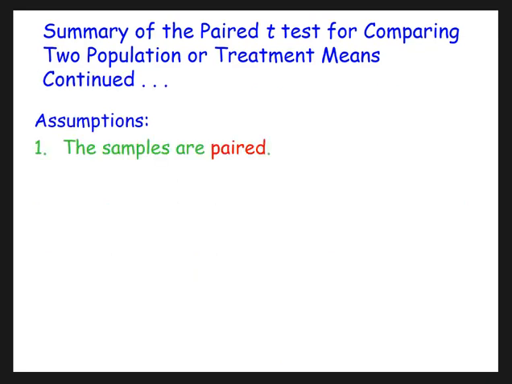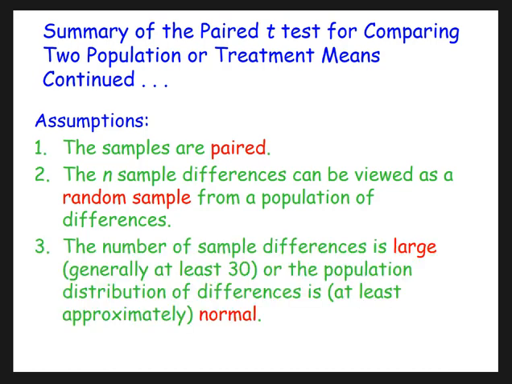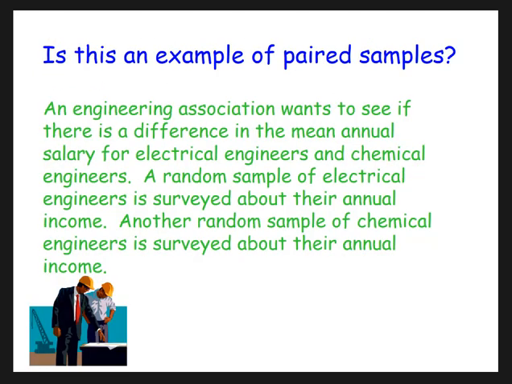So the summary, our assumptions: the samples are paired, and there's a good reason for pairing them. It has to be a reason valid to the purpose of the study that we're pairing them. The n sample differences can be viewed as a random sample since the individuals were randomly placed. And the number of sample differences is large. So either we have at least 30 sample differences, which is not very common. Usually a paired test is a lot smaller sample. Or the population distribution of differences is approximately normal. Usually that's the one we go off of.